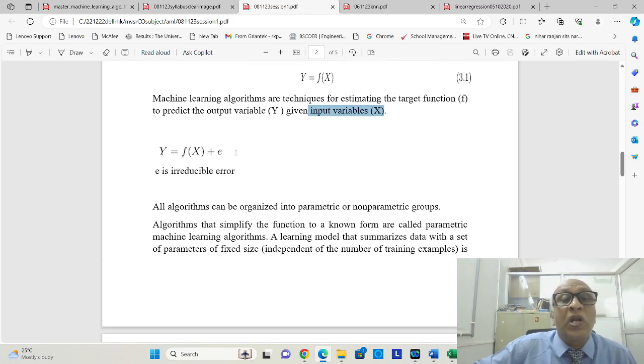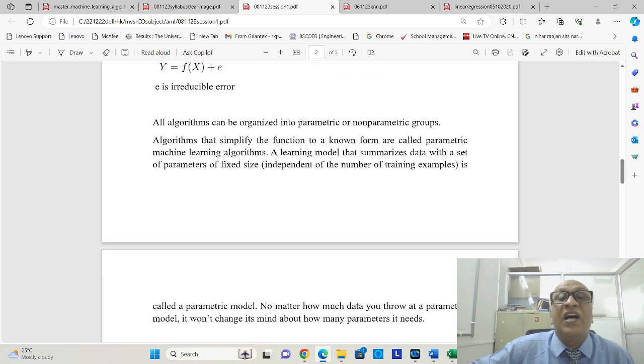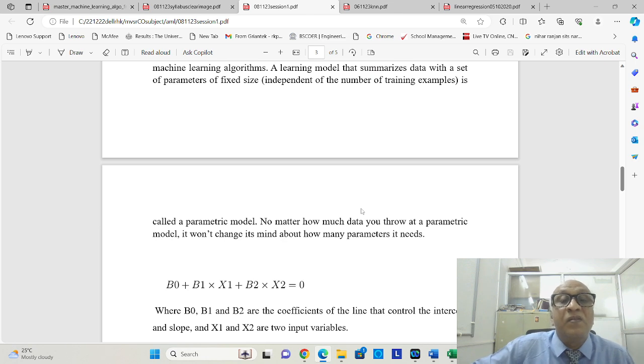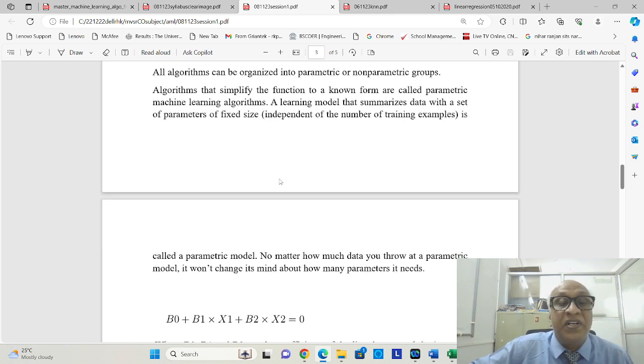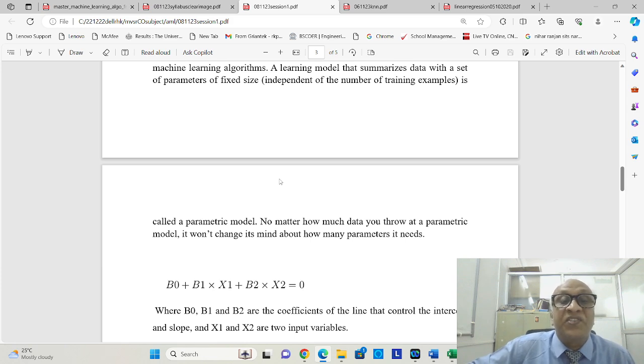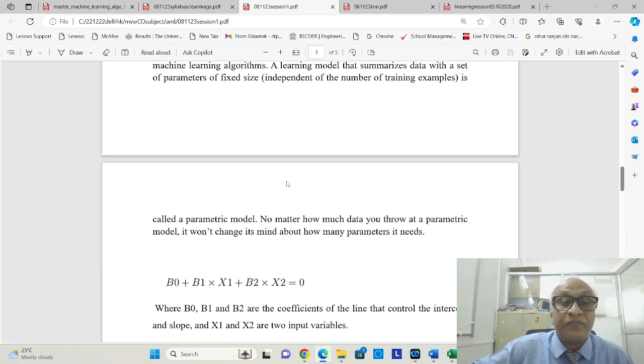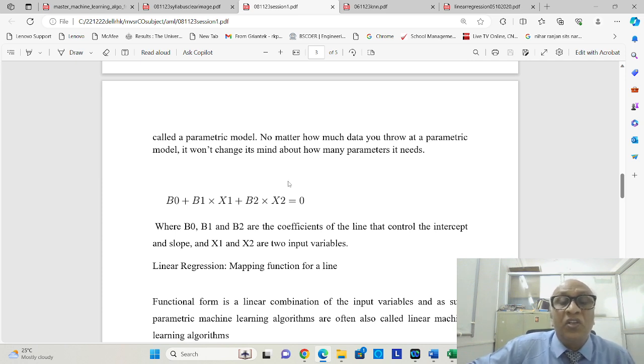Similarly, your machine learning algorithms can be organized as either parametric machine learning algorithms or non-parametric machine learning algorithms. So what may be a parametric machine learning algorithm? This model will be summarizing the data with the help of fixed size parameters. Fixed size parameters, that's why it's a parametric model. Say for example, you want to draw a line, you want to map a line, and you are applying linear regression.